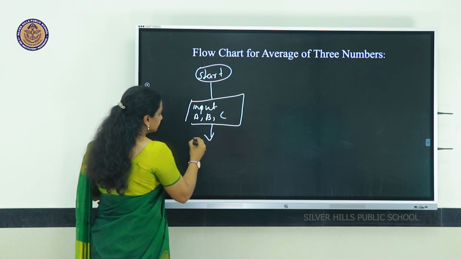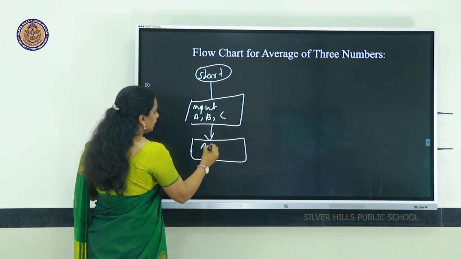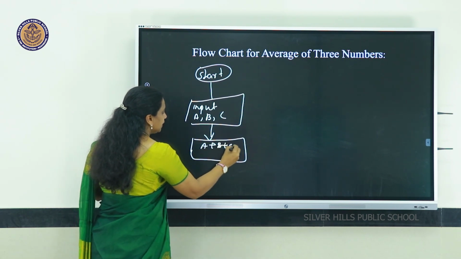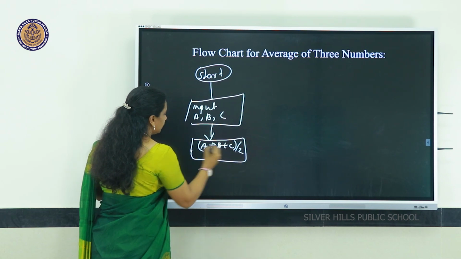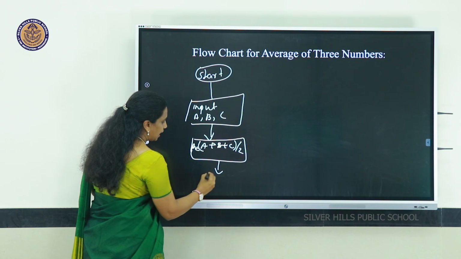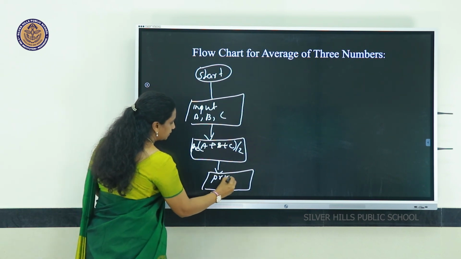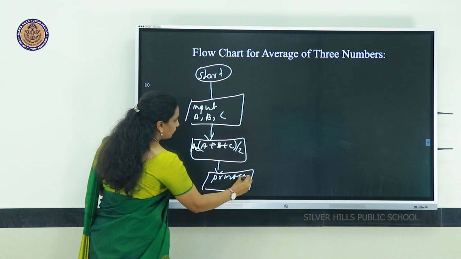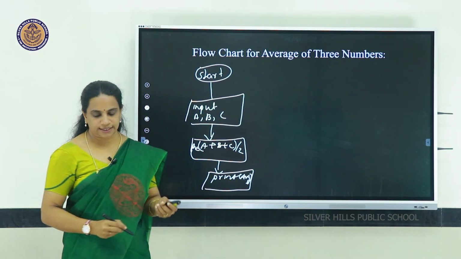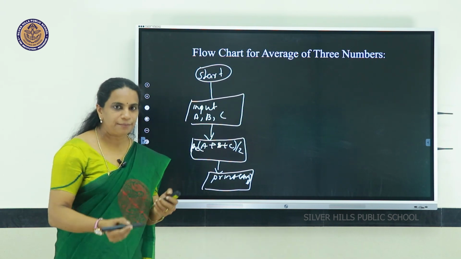Now, the next task is to calculate the average of 3 numbers, that is A plus B plus C whole divided by 3, where you can write average is equal to. Now, you can print the average by selecting that parallelogram again, print average. So, it is easy to draw the flowchart. Okay. Now, we will discuss flowcharts in a coming session.